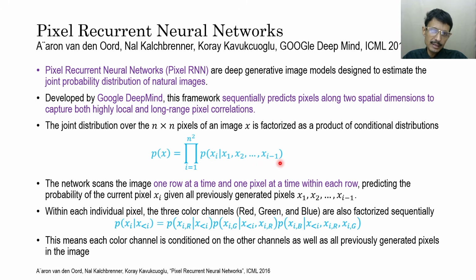The network scans the image one row at a time and one pixel at a time within each row, as we have seen, predicting the probability of the current pixel xi given all previously generated pixels x1, x2 up to xi minus 1. That is the basic idea.